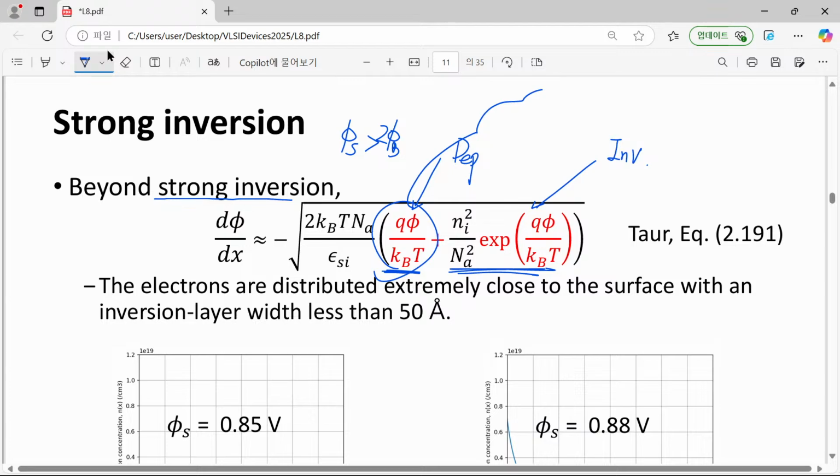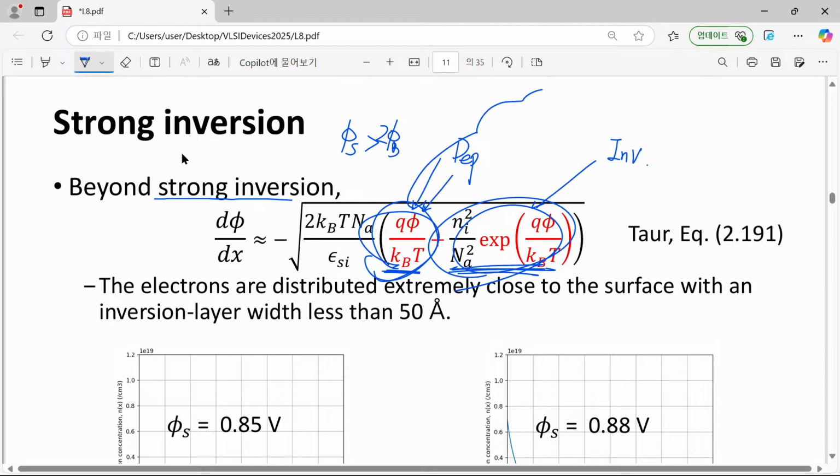And now, why must we keep this depletion charge? The exponential becomes too high. Now it is rapidly growing, and this one is just slowly increasing. And now we are at the strong inversion case. But why do we have to keep this exponential?